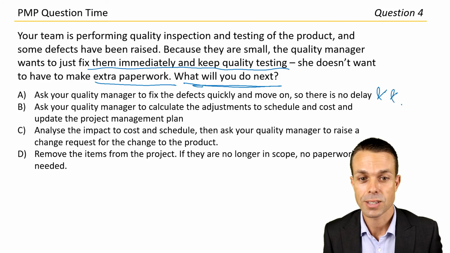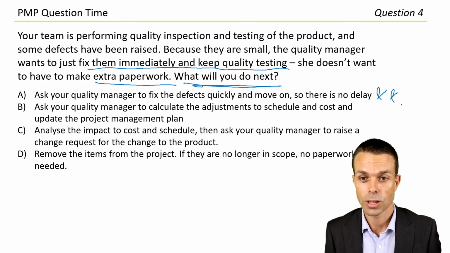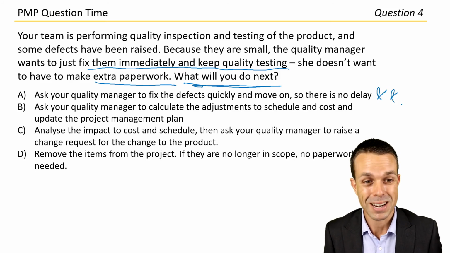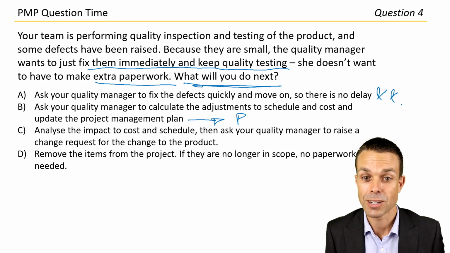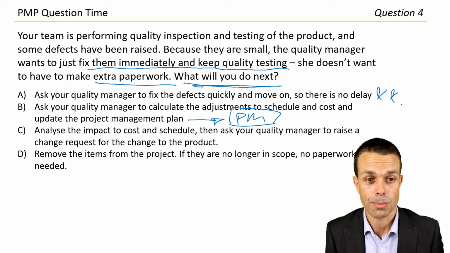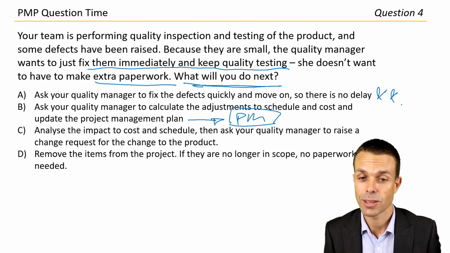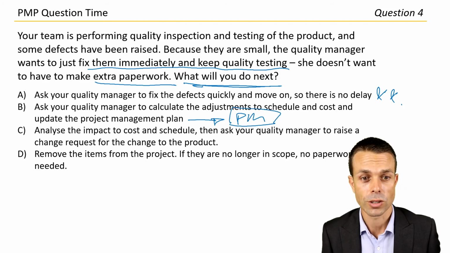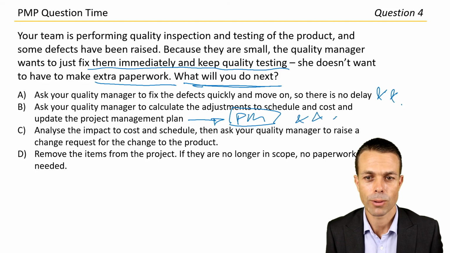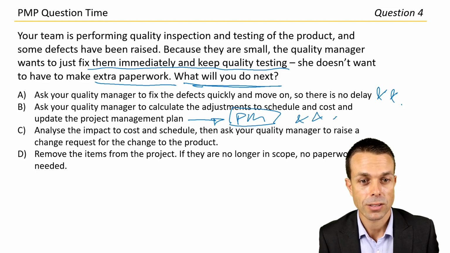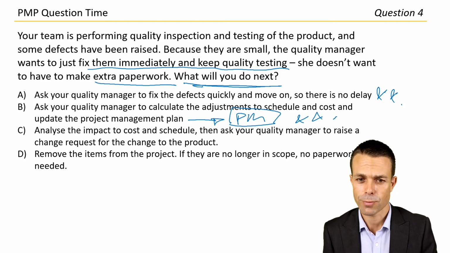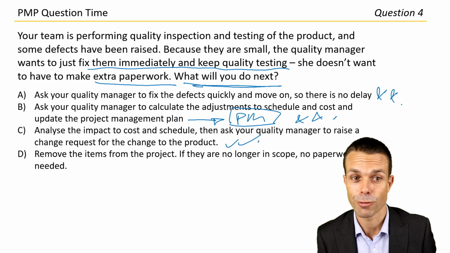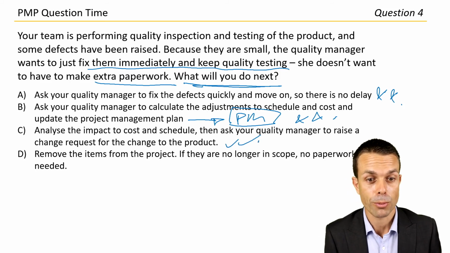Ask your quality manager to calculate the adjustments to schedule and cost and update the project management plan. Not really the quality manager's job. It's the project manager's job to update the project management plan and even to calculate those adjustments to schedule and cost. So probably let's not go with that one yet either. Analyze the impact to cost and schedule. Okay. And then ask your quality manager to raise a change request for the change to the product. That's very promising. I like the sound of that one so far. Remove the items from the project.